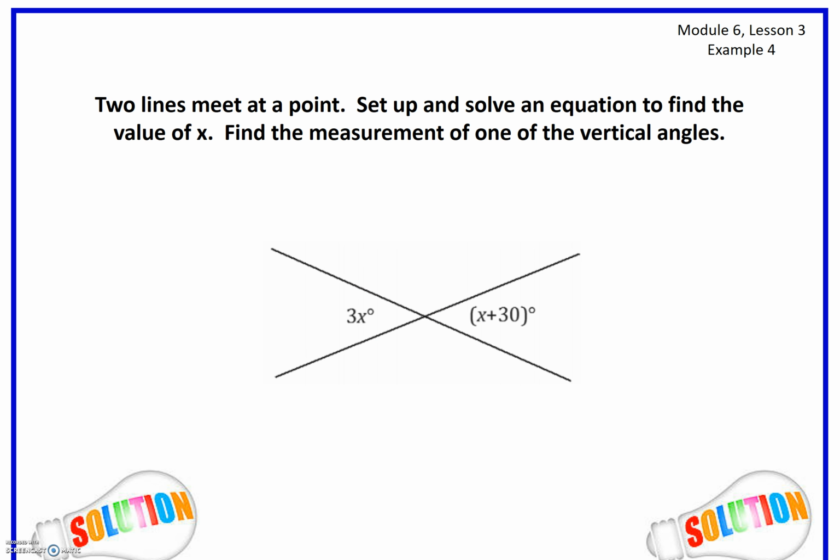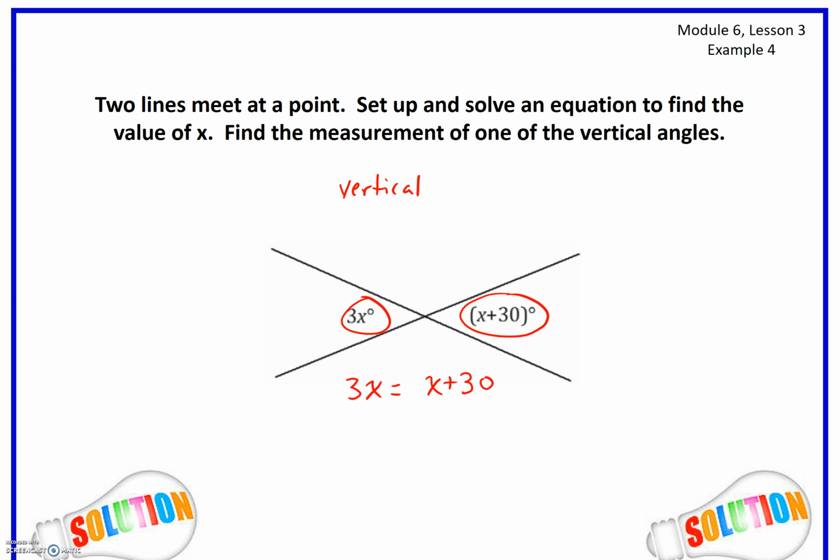Two lines meet at a point. Set up an equation to solve. Here, something a little different. We have two vertical angles. Remember that definition of vertical angles: angles that are directly across from each other. Those angles are equivalent. So I know that 3x and x plus 30 are equal. So 3x equals x plus 30.